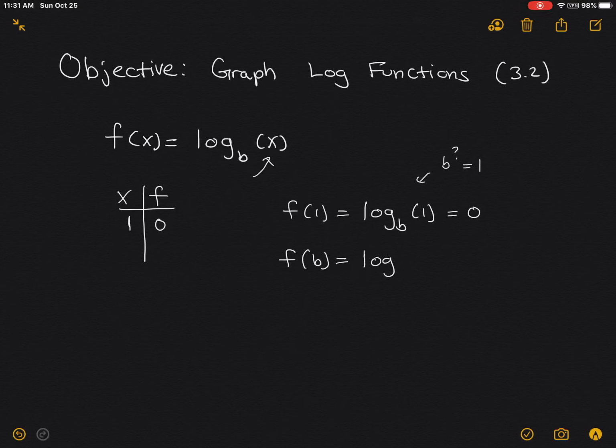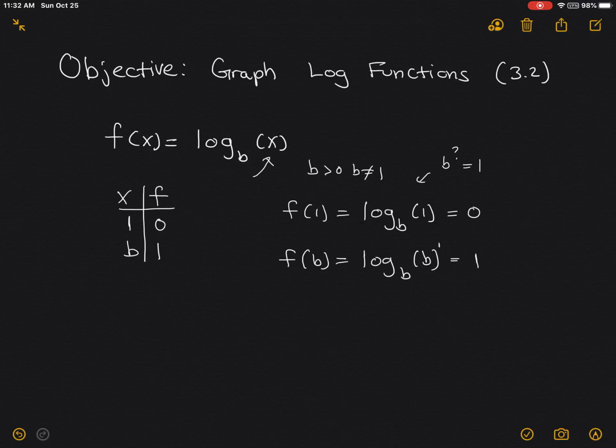Another easy point to plug in would be b. If you plug in log base b of b, well, this is just your inverse property. The exponent in this case is the answer. If you plug in b, you're going to get 1. Okay, so you do remember a few restrictions for your base: your base has to be a number that's greater than 0, and b cannot equal 1. And so before we graph this, we have 2 points.